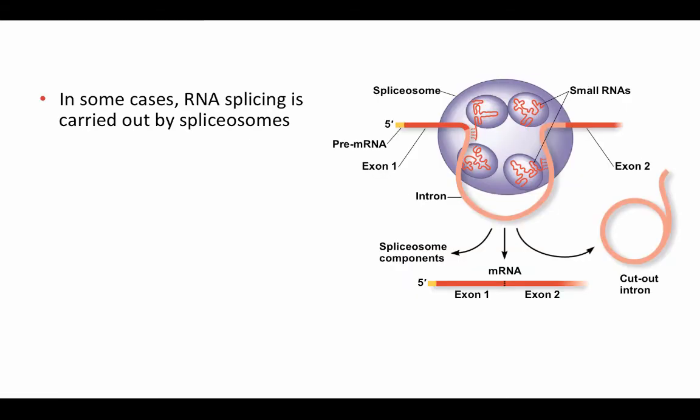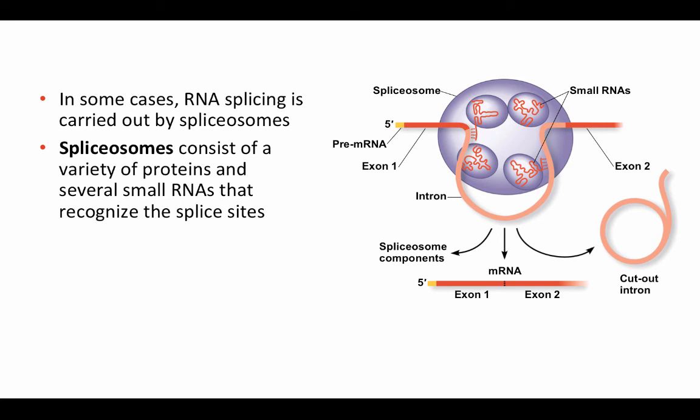So in some cases, the splicing is carried out by a molecular machine called a spliceosome. The spliceosome consists of a variety of proteins and several small RNAs. This is another example of those functional RNAs that are actually not translated into proteins, but just function as RNAs in the cell. Remember, we talked about those exceptions to the central dogma. This is one of them.